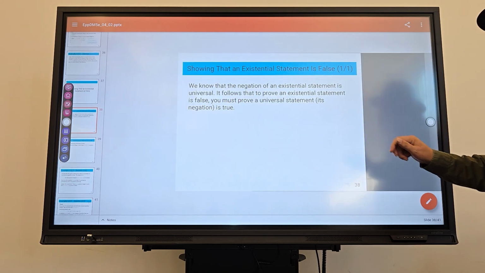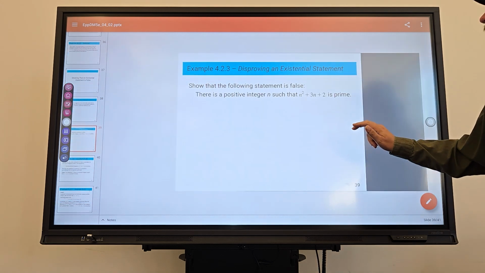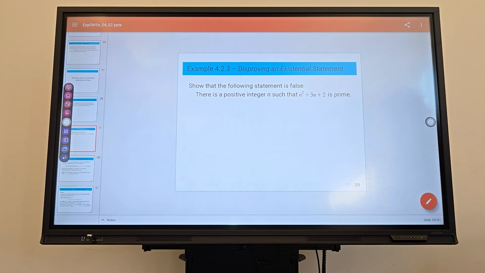Well, to show a statement is false, you prove that the universal statement that is its negation is true. So, show that the following statement is false. There is a positive integer n such that n squared plus 3n plus 2 is prime.